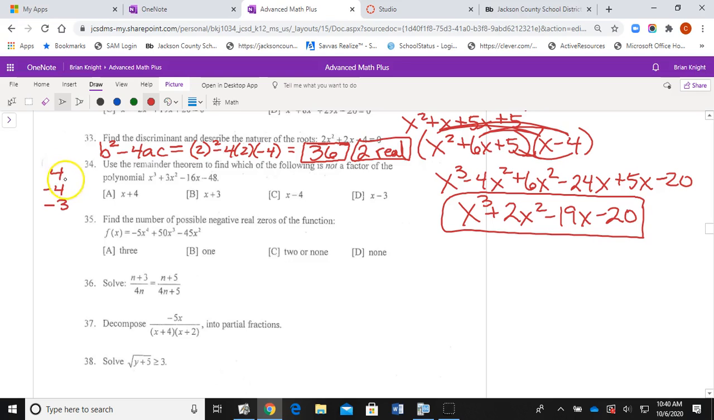So if 4 works, that means x minus 4 works, right? But remember, we're looking for which one is not a factor. You got me? If -4 works, that means x plus 4 is a factor, so I can get rid of that one. If -3 works, that means x plus 3 is a factor, so I can get rid of that one. So my answer must be D.